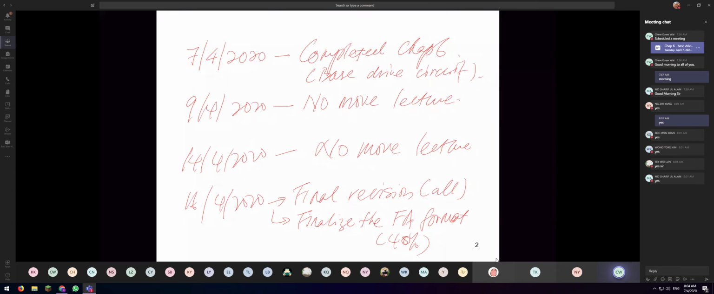The base drive circuit involves only a very small portion of the entire power electronics syllabus. Today I will quickly discuss the concept behind the base drive circuit to finish it. That means we will end our lecture for power electronics. By Thursday there will be no class, and next Tuesday also no class. It is for your own revision. Of course, if you have any question, you can always raise the issue and let me know, and I'll try to answer your question.